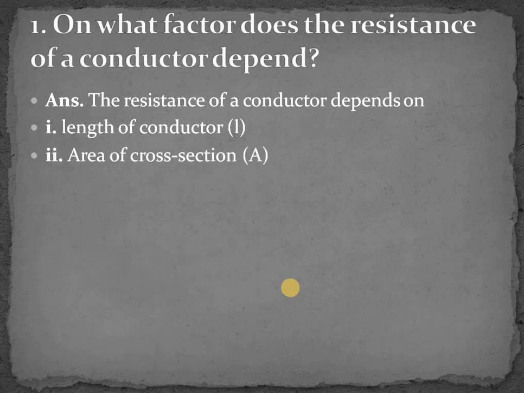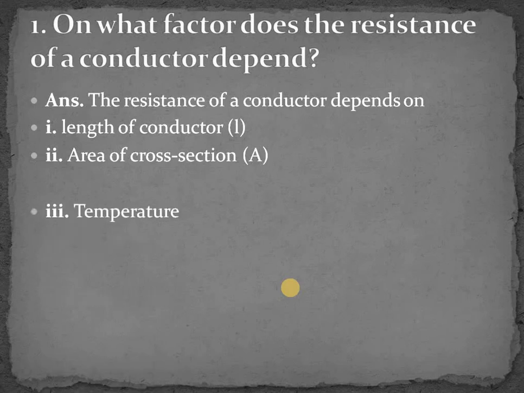The second part is area of cross section. So area of cross section is inversely proportional to resistance of a conductor. So R is inversely proportional to 1 over A. Now if you increase area of cross section, there will be decrease in resistance. If you decrease area of cross section, there will be increase in resistance. So vice versa it is.